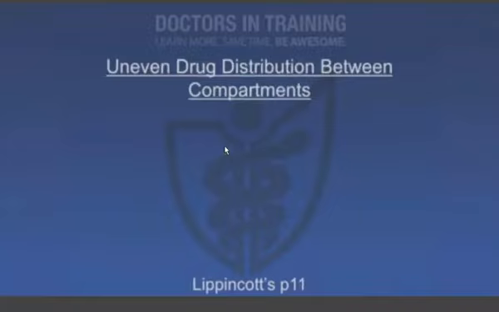Now, we need to talk about what happens when there's uneven drug distribution between compartments. So this apparent volume of distribution we've been talking about assumes that the drug is confined to just one compartment. But we already said that's not the case. You know, there'll be a little bit of the drug in the plasma, and a little bit of the drug in the interstitium, and maybe some of the drug in the intracellular fluid.